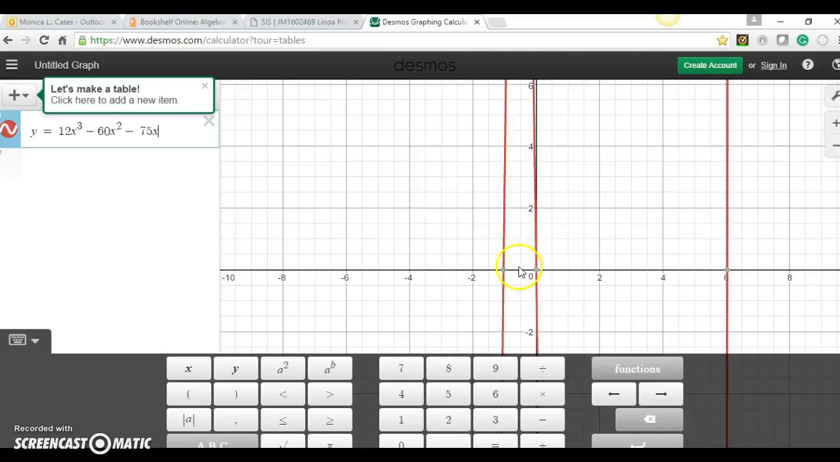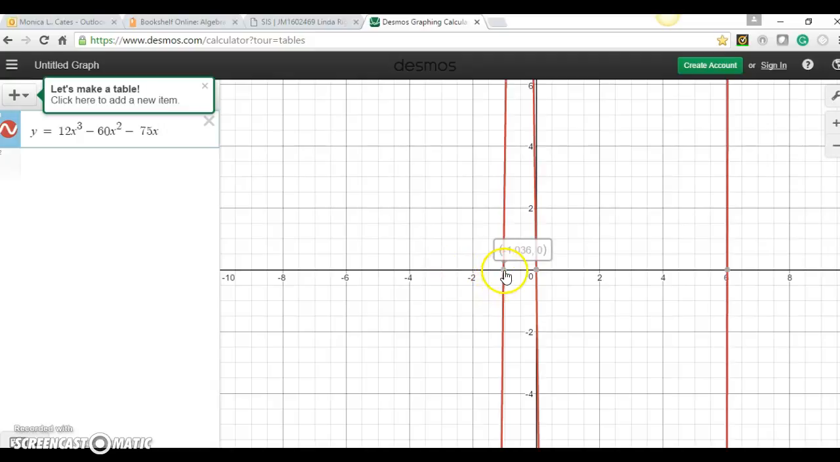And you can see here, every place that it crosses the x-axis is one of my solutions. So if I just take my mouse and hover it here, I see that one of my solutions is negative 1.036. And that's if I just do the 5 minus 5 square root 2 divided by 2. And then here's 0. And then this is for 5 plus 5 square root 2 divided by 2. And I get 6.036. I hope this helps.